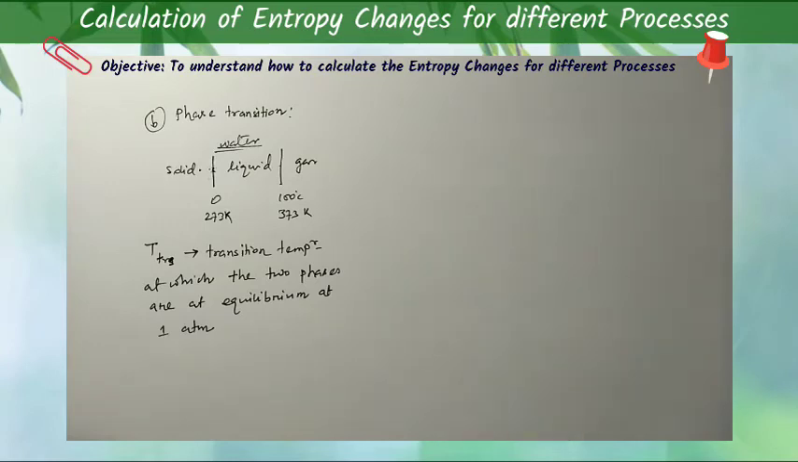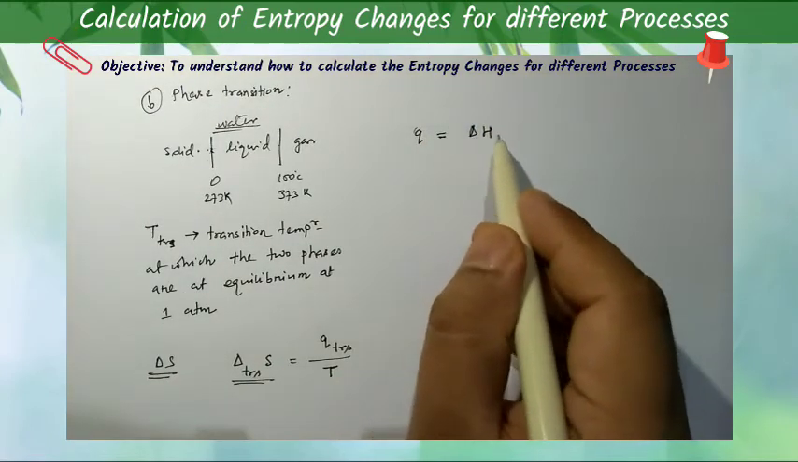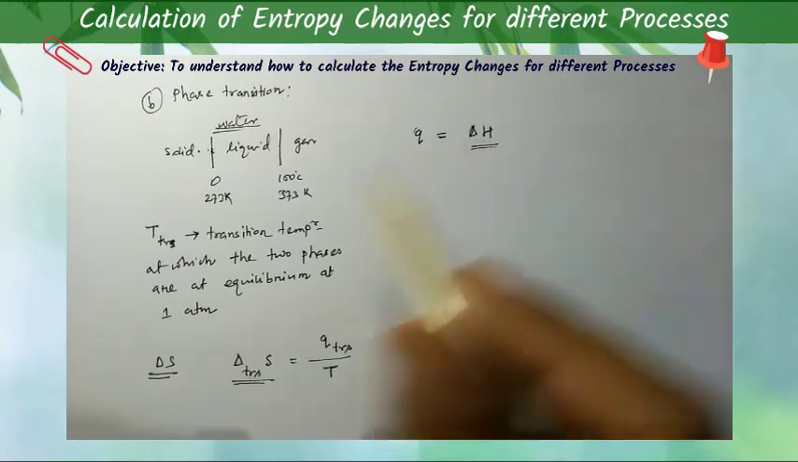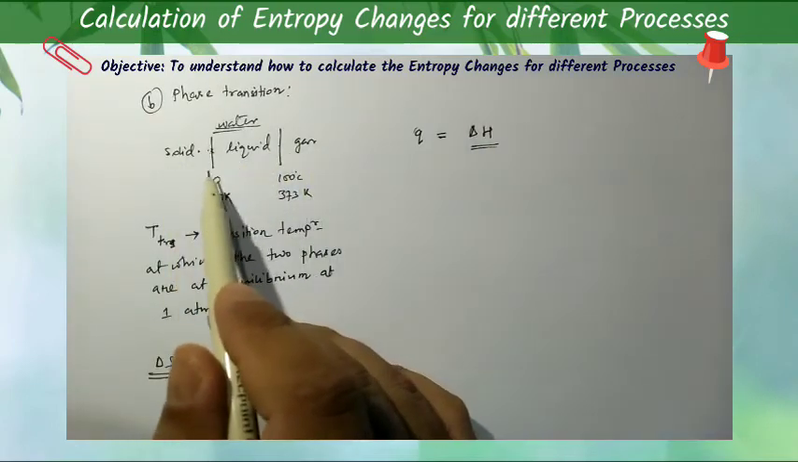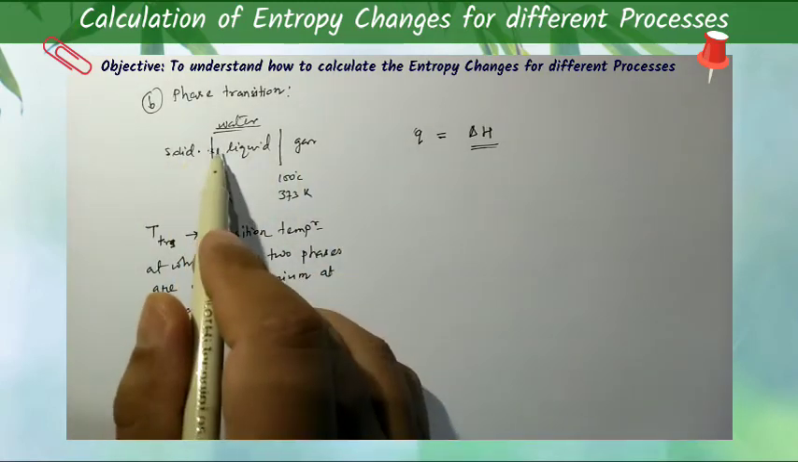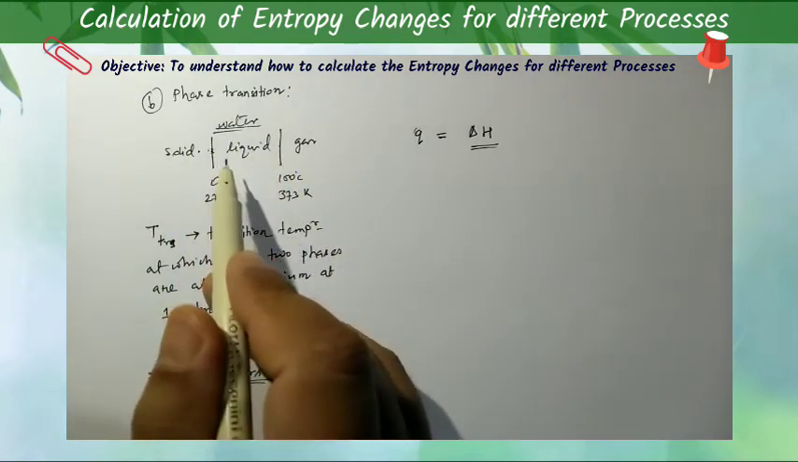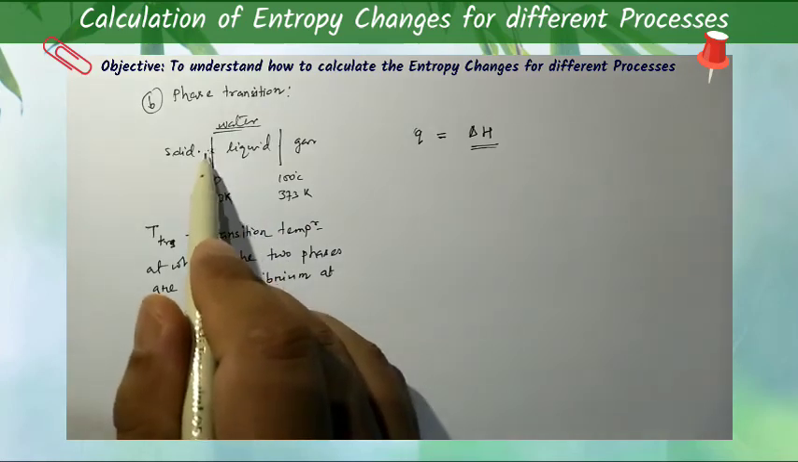Actually our aim is to calculate the entropy change for this one. Here we term this as del S_trs, which represents the change of entropy for the phase transition process. So we have this Q, and Q is equal to del H. Why del H? Because this process occurs at constant pressure, because phase transitions occur under 1 atmospheric pressure in normal laboratory conditions.